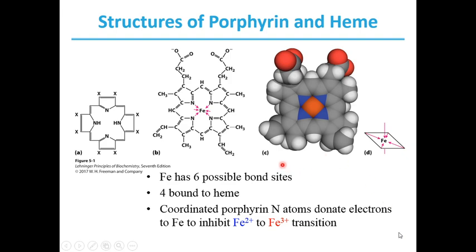Iron in the ferrous state binds oxygen reversibly, whereas the iron 3 plus state does not bind oxygen. Heme is found in many oxygen transporting proteins as well as in some proteins such as cytochromes that participate in oxidation reduction reactions.